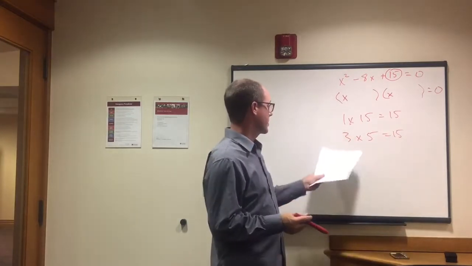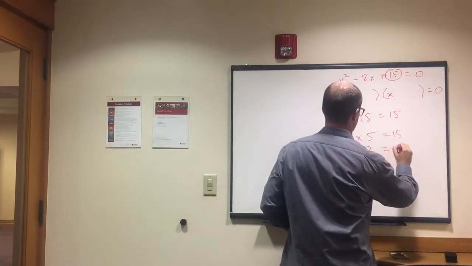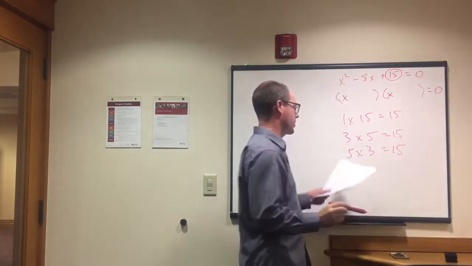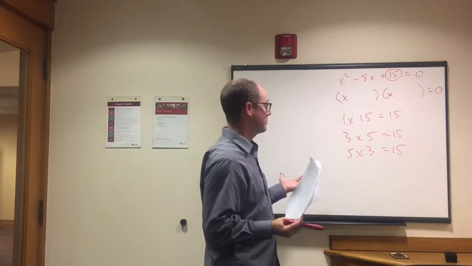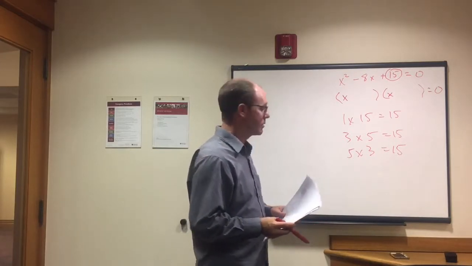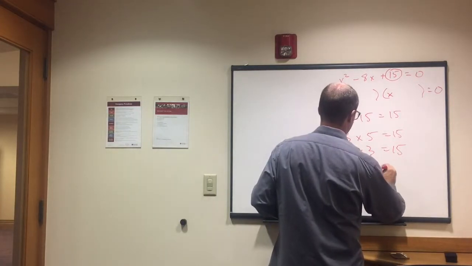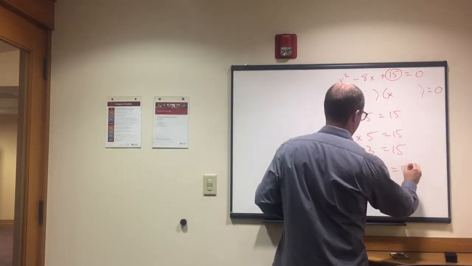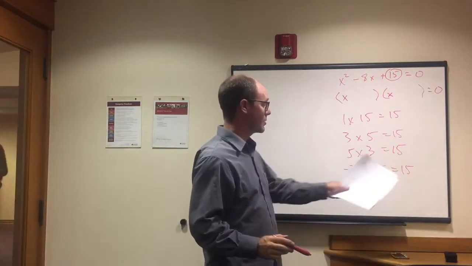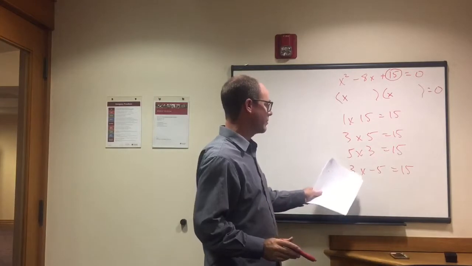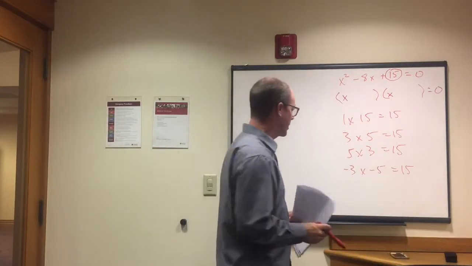We need negative 8. So 5 and 3 would be the same thing, right? 5 times 3 instead of 3 times 5. 5 times 3 equals 15. But again, 5 plus 3 is 8, so that doesn't work. We only have one option left, which is what if we made them both negative, right? Negative 3 times negative 5 equals 15, remembering that when you multiply two negatives together, that gives us a positive. And negative 3 plus negative 5 equals negative 8. So this is the one we want.